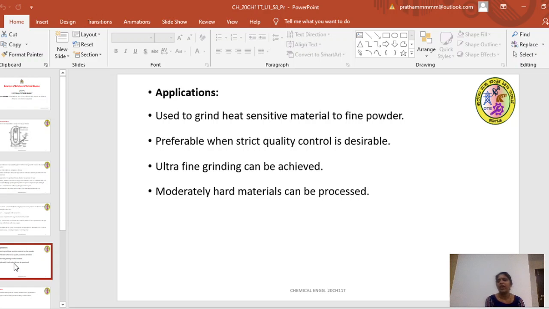So ultra fine grinding can also be achieved here. So fine powder ಮಾಡ್ತೀವಿ ಅಂದ್ರೆ that will lead to ultra fine grinding. So moderately hard material only can be processed. ಸ್ವಲ್ಪನೇ ಹಾರ್ಡ್ ಮೆಟೀರಿಯಲ್ಸ್ನ ಮಾತ್ರ ಪ್ರೊಸೆಸ್ ಮಾಡಬಹುದು by using the fluid energy mill.